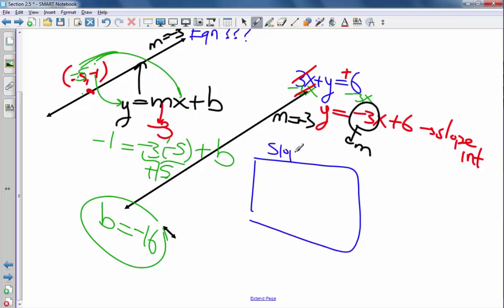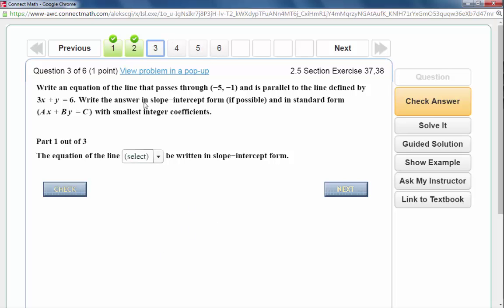Slope-intercept form of the missing equation is y equals, we already figured out this is minus 3 from earlier, and b is found to be minus 16. All right, let's test. This equation of a line can be written in slope-intercept form, can it? Yes, it can. We did it, right?